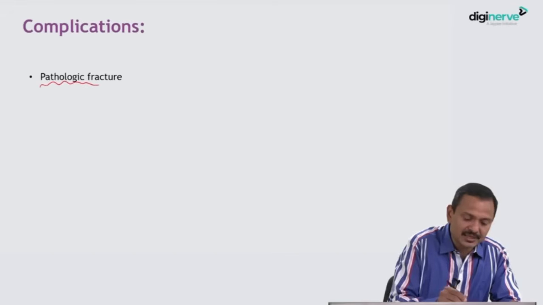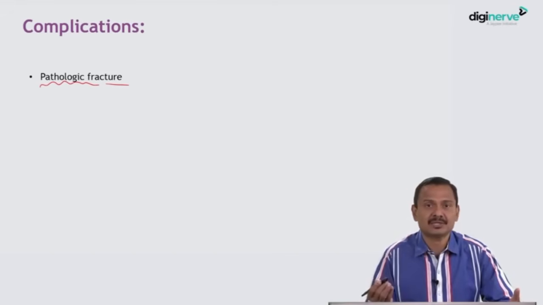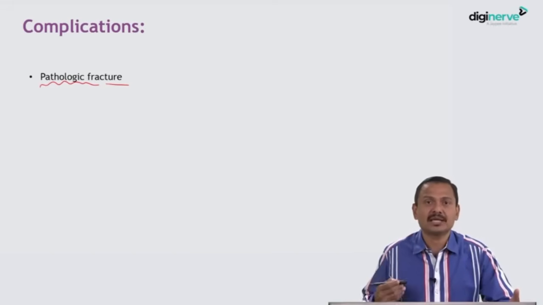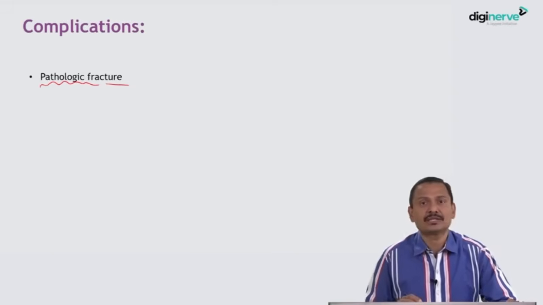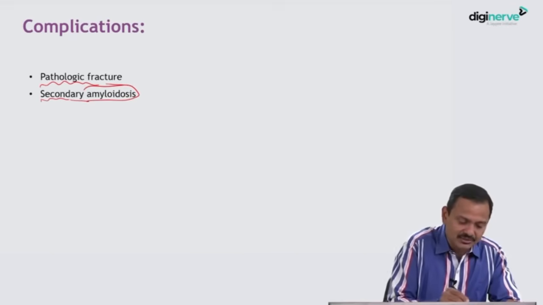First and foremost is pathological fracture. Now because the periosteum is damaged, the bone becomes weak, and if that is a weight bearing bone like your femur or tibia, then it can easily undergo pathological fracture. Okay? The second is secondary amyloidosis.